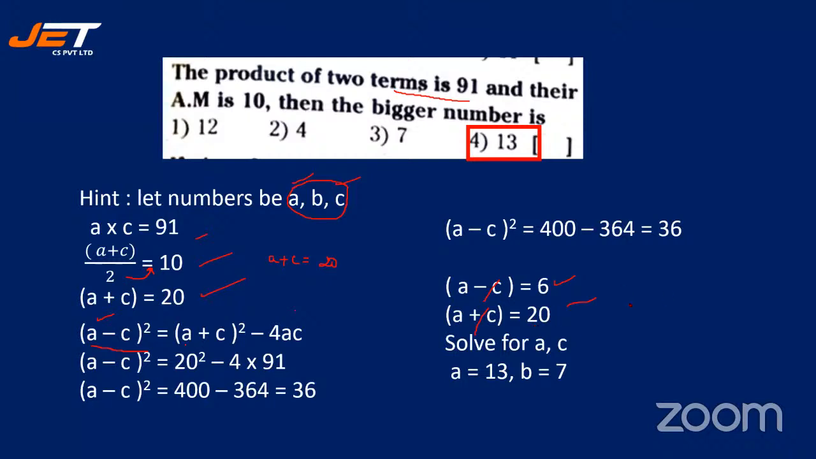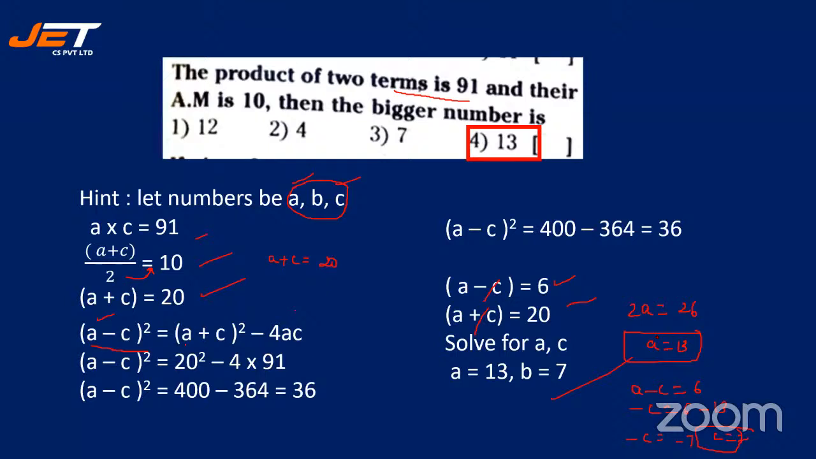Yes. So with this, 2a is 26. What is a? 13. Just substitute it in this. a minus c is 6. Okay. So minus c is 6 minus 13. So minus c is minus 7. Therefore, c is 7. That is how we have arrived.